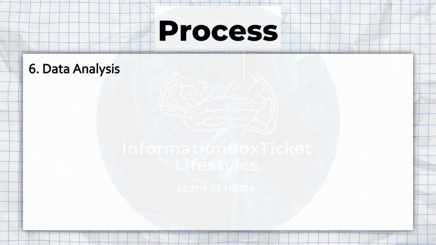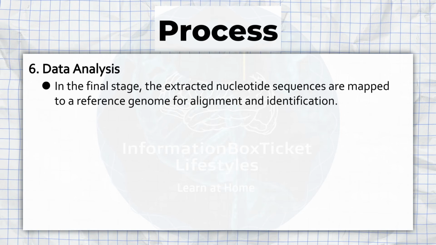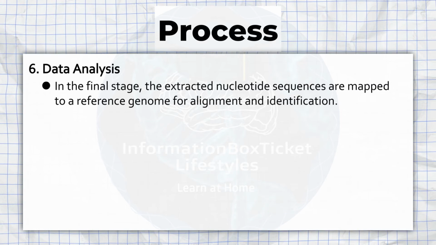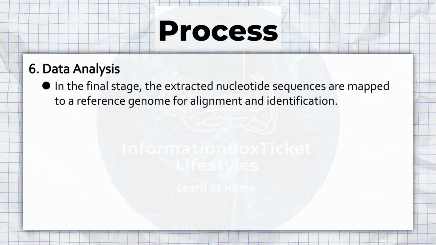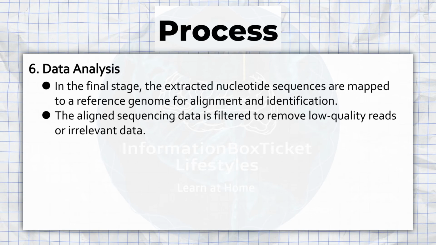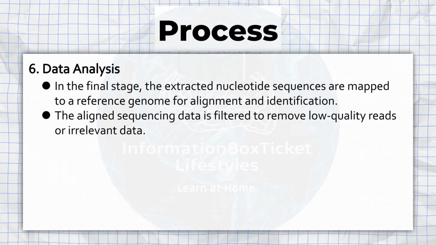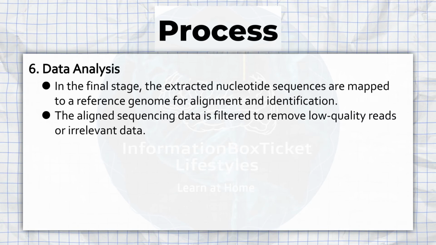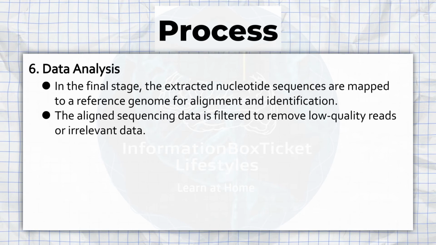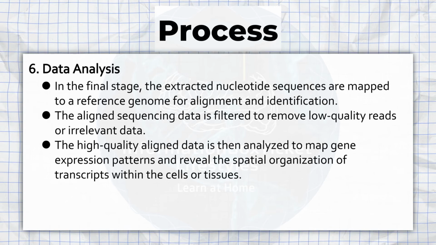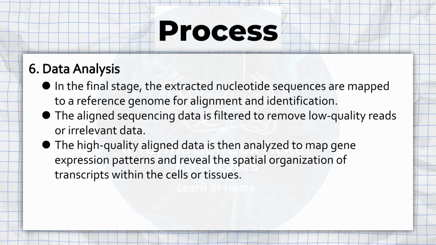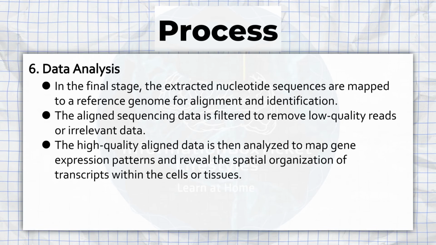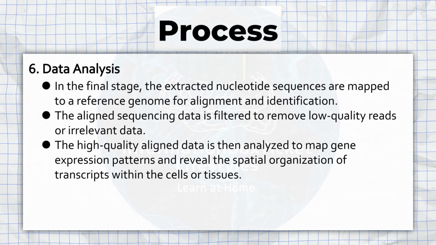Number 6, data analysis. In the final stage, the extracted nucleotide sequences are mapped to a reference genome for alignment and identification. The aligned sequencing data is filtered to remove low-quality reads or irrelevant data. The high-quality aligned data is then analyzed to map gene expression patterns and reveal the spatial organization of transcripts within the cells or tissues.